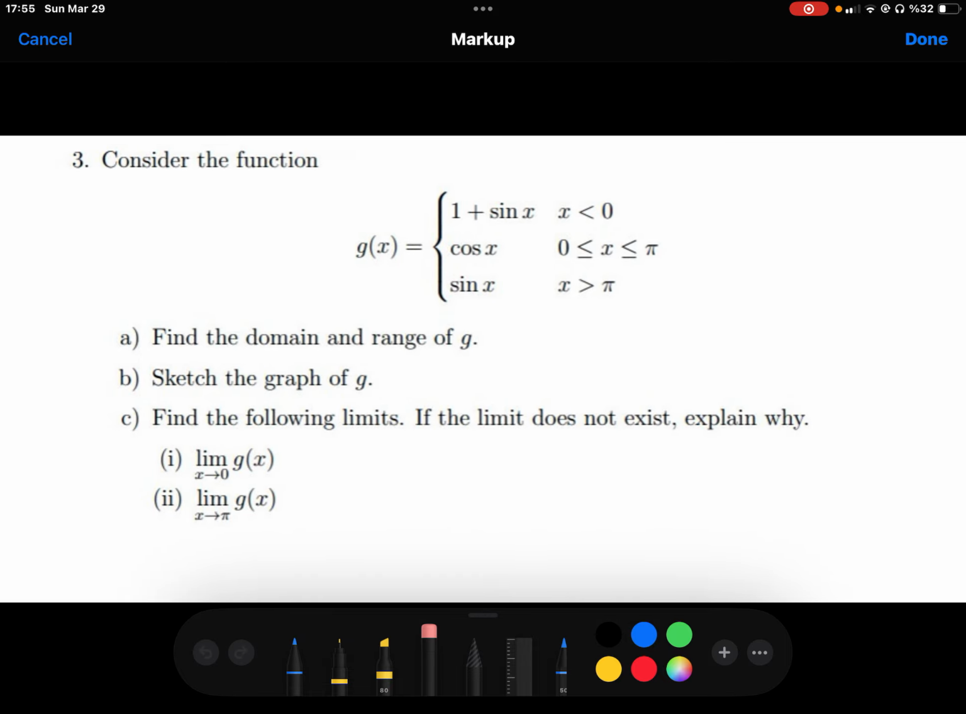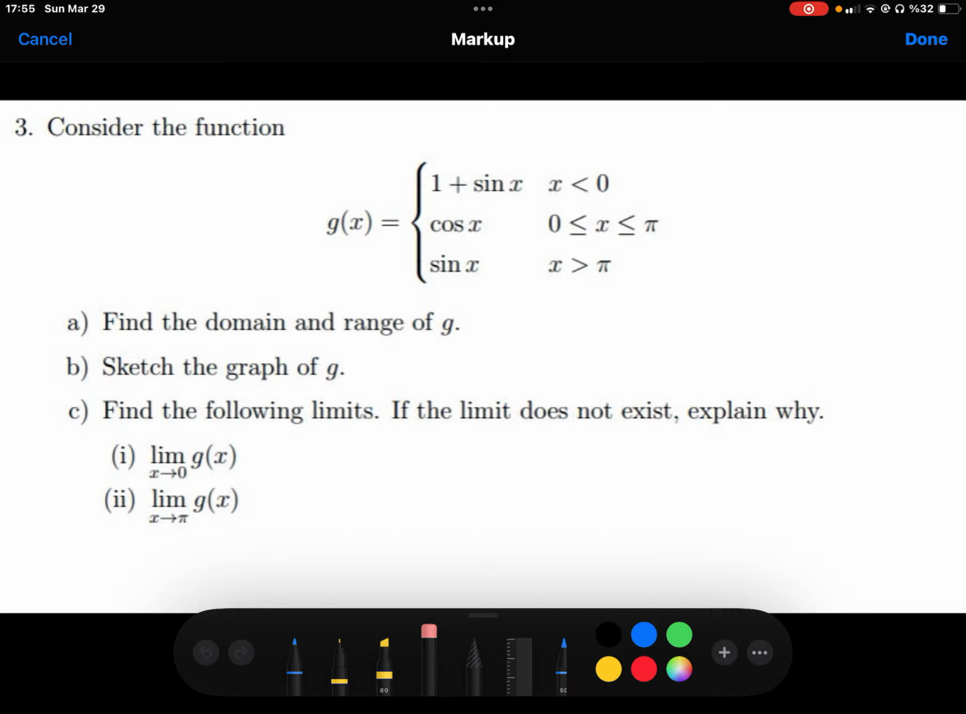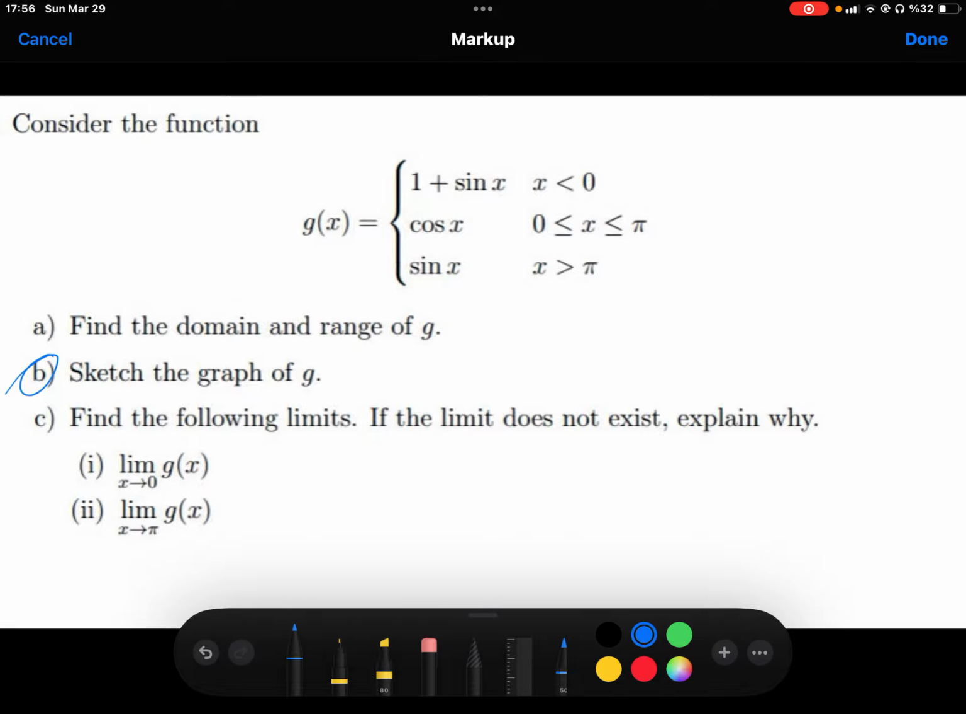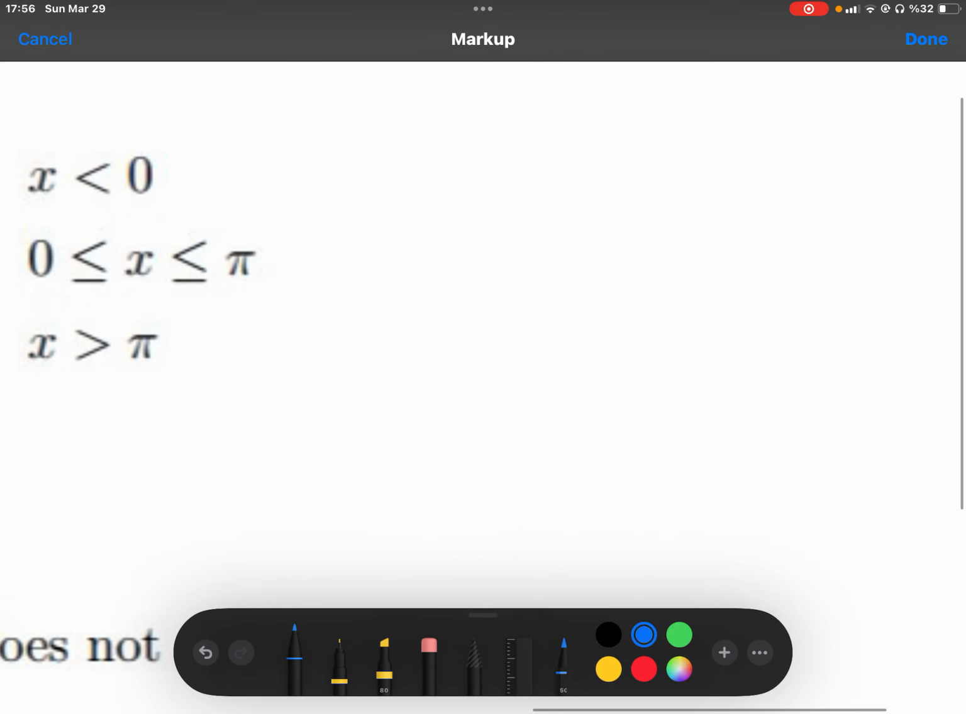Now, let's start with this one. Consider the function. It gives us a piecewise function, as you can see here. It says find the domain and range of G and sketch the graph of G, and find the following limits. If the limit does not exist, explain why. I want to start with B to see what's going on and solve these two questions in an easier way. We can see the big picture.